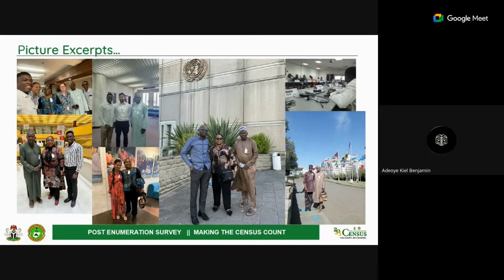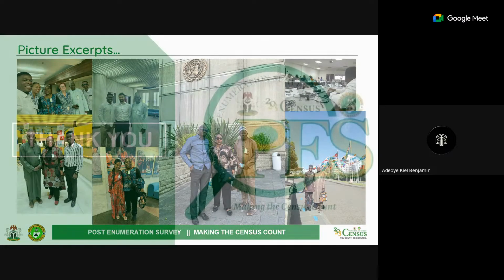Can you see their screen? This side. Can you see what their screen looks like? Can you see the city at the other side? Thank you.